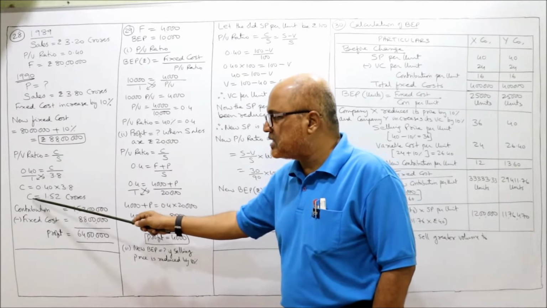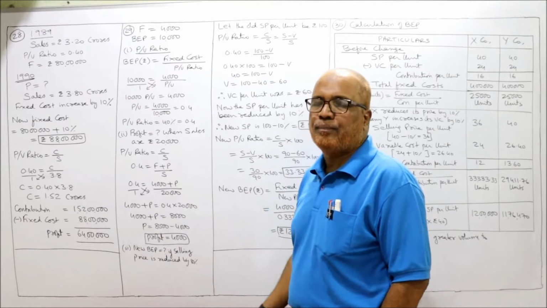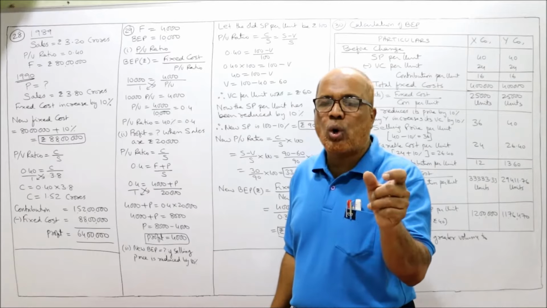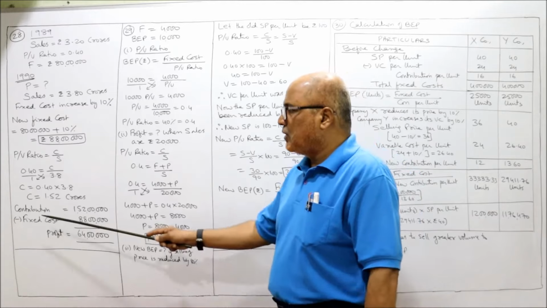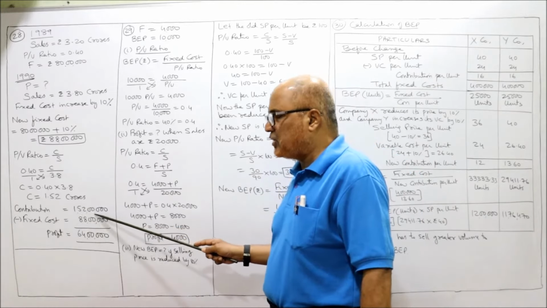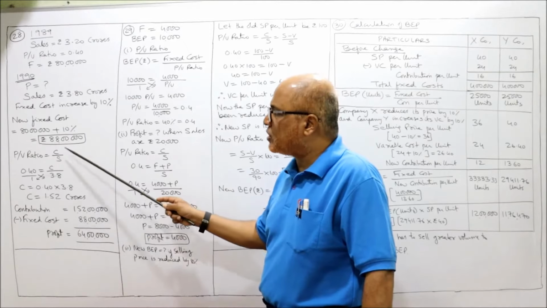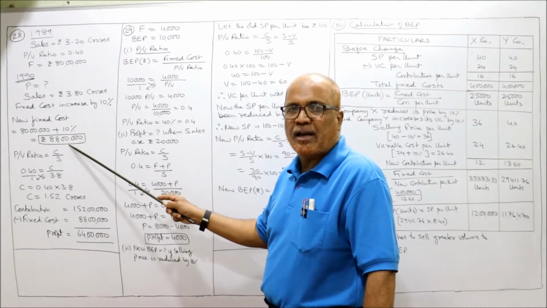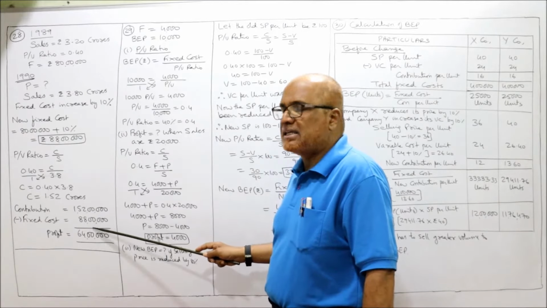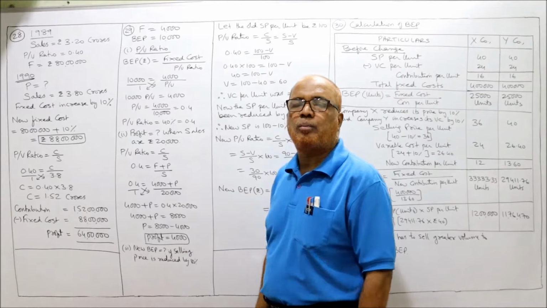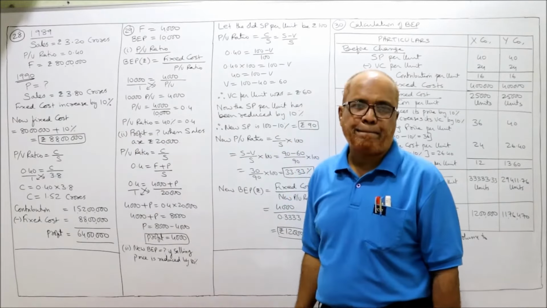So what is this contribution? Contribution is 1.52 crore, which means 1 crore 52 lakhs. From this we subtract the fixed cost. What is the new fixed cost? 88 lakhs. The current year fixed cost is 88 lakh. So 1 crore 52 lakh minus 88 lakh, 64 lakh rupees is the profit in the year 1990.